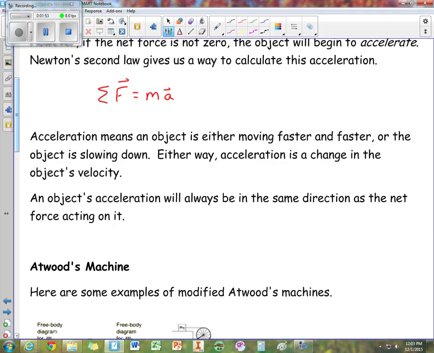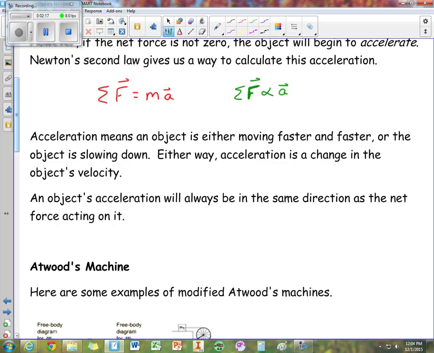Now, since the net force is directly proportional to the acceleration, we can see that the acceleration will always be in the same direction as the net force. So speaking of proportionality, notice then that the way that Newton first saw this was that a net force was proportional to an acceleration.